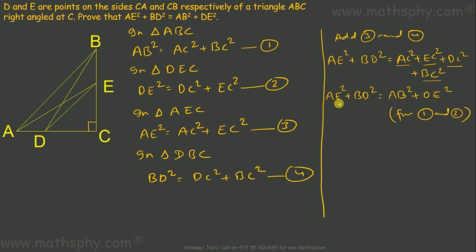Now you have AE square plus BD square is equal to AB square plus DE square. That's what we have to prove. Done?